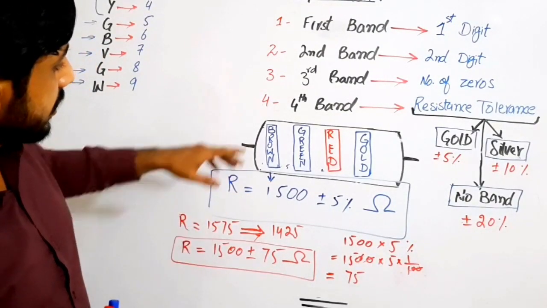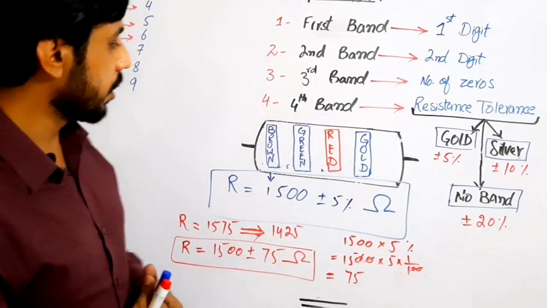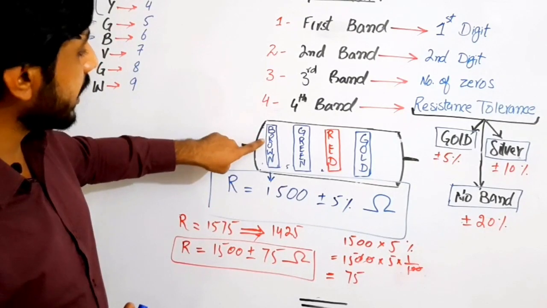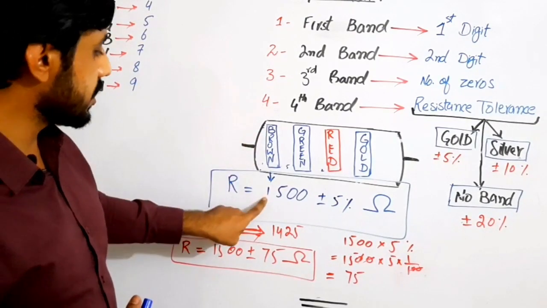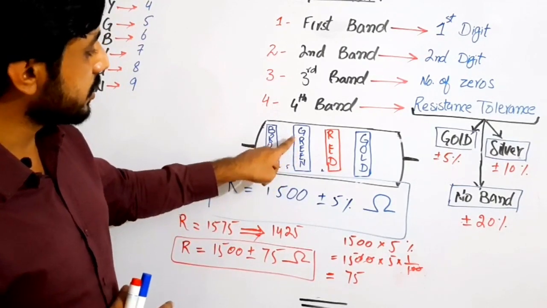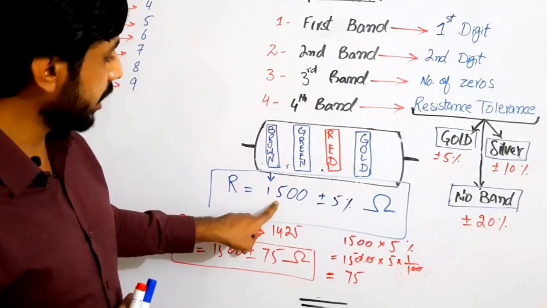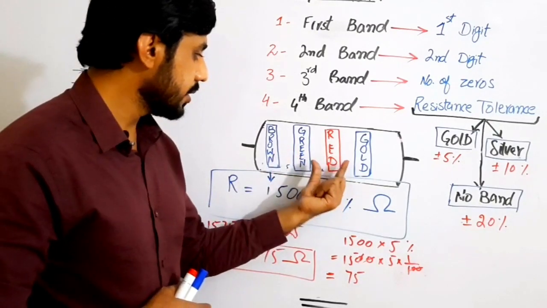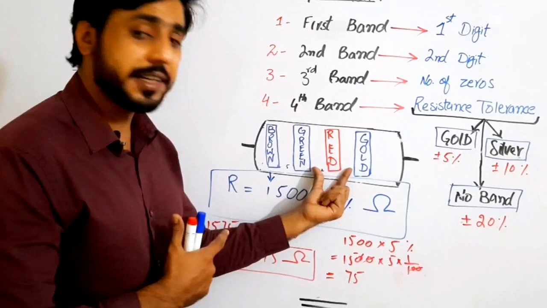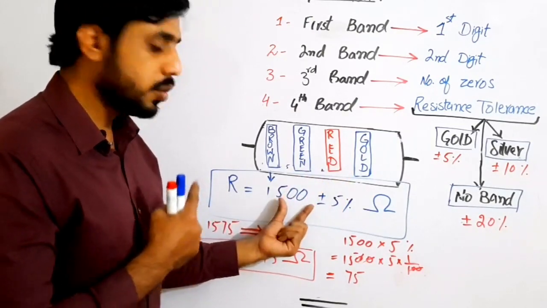The example is: the first color brown, second green, third red, and fourth gold. The brown color has value 1, so we put 1 as the first digit. The second color, green, has value 5, so we put 5. The third band is red, and it represents the number of zeros. Red has value 2, so we put 2 zeros here.